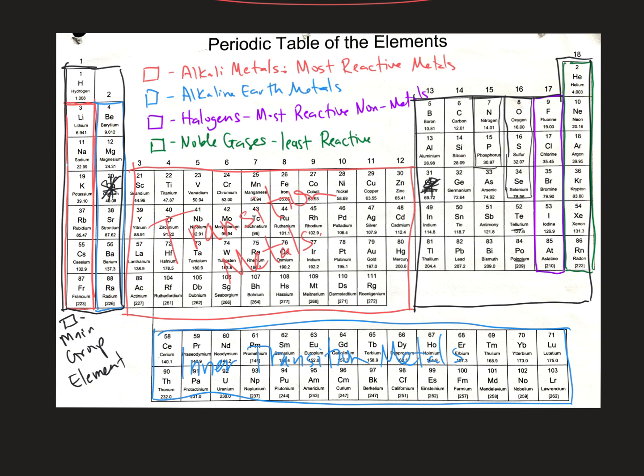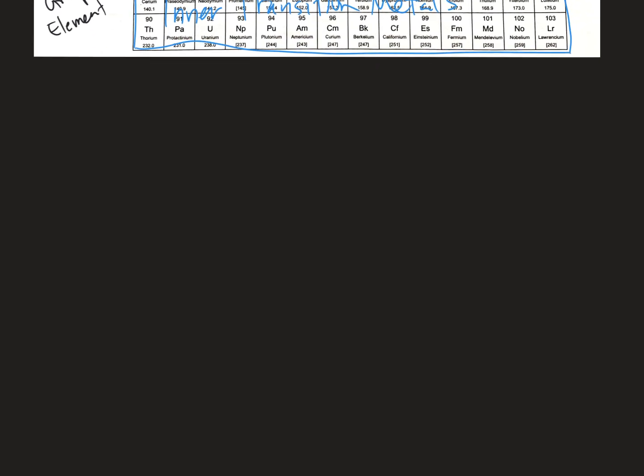Any other questions? All right, let's move on to electron configuration, where the electrons are located in an atom. So remember we talked about Bohr's model. I think we talked about Bohr's model. Okay. So Bohr's model looks something like this.